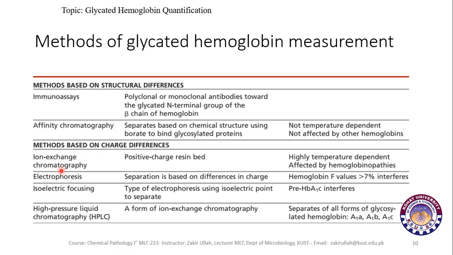The ion exchange chromatography, in which a positive charge region bed is present and the glycated hemoglobins attach to this positive charge region bed. The issue with this method is that it is a highly temperature dependent method, and the other issue is that it is affected by the different hemoglobin disorders.